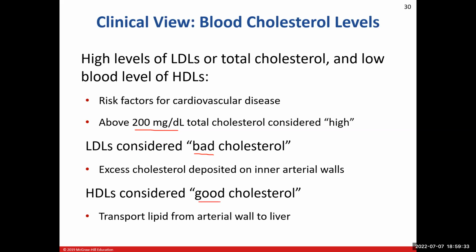And so we want to see high levels of HDLs in circulation because they'll take any lipids that they come in contact with, whether it's on the inside of the blood vessel wall or from our peripheral tissues, and they'll take it back to the liver to be used for whatever the liver needs it to be used for.